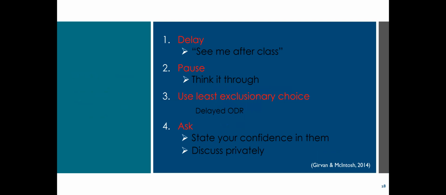And so, here are just a very small sampling of examples of neutralizing routines. So, you saw in the example previous a delay, see me after class. You pause to think it through. Maybe I can delay the office discipline referral. Maybe I can have a conversation. And then number four is to ask. So state your confidence in the student and then discuss that privately.